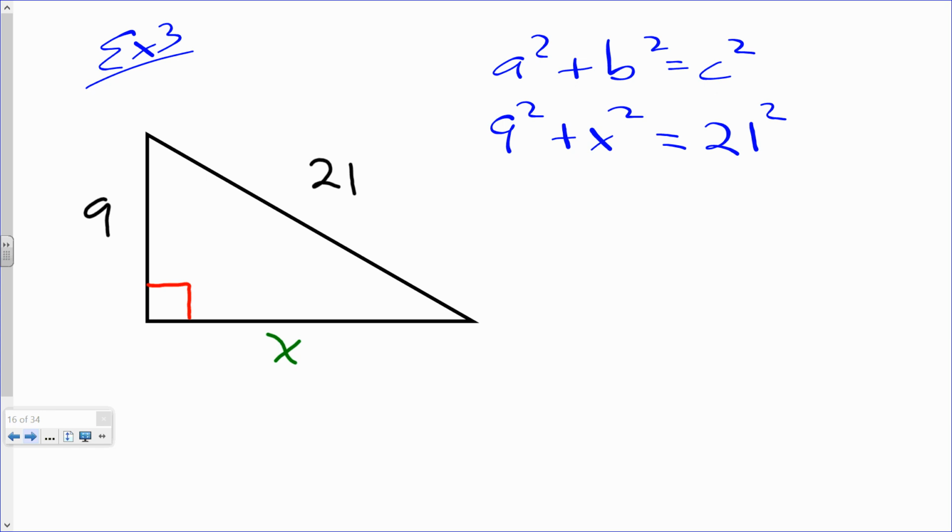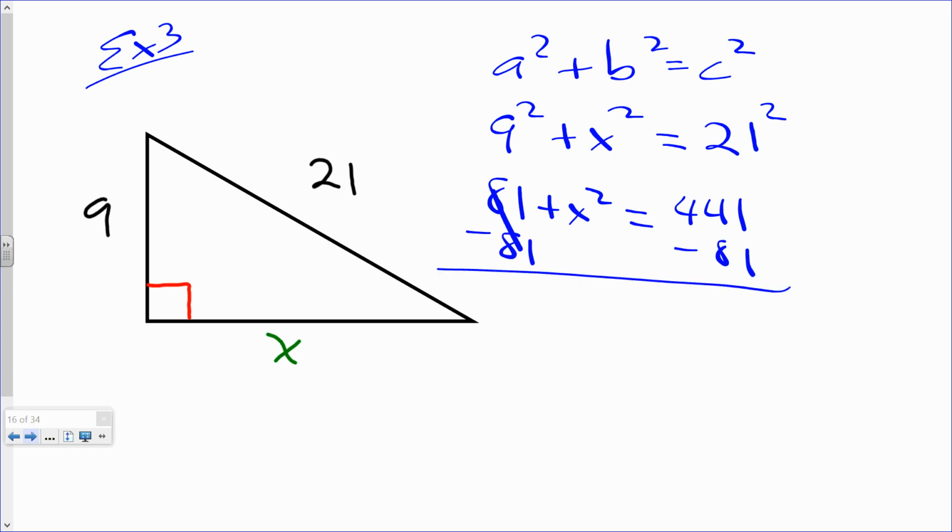Knock yourself out. Let's see, 9 squared, that's 81, right? Yeah. 21 to the second power, anybody? 21 times 21? You're awesome. Let's subtract 81 now to get x alone, right? We're getting x by itself. So x squared is 360. You sure? Sounds good to me. Let's take the square root to get x alone now. X is approximately, hit it, Jim.